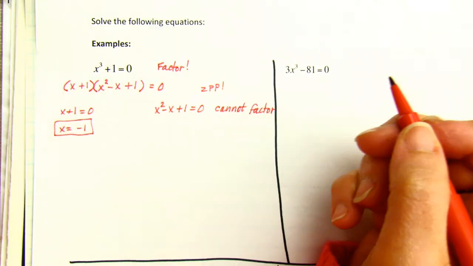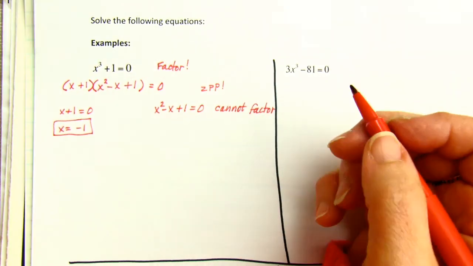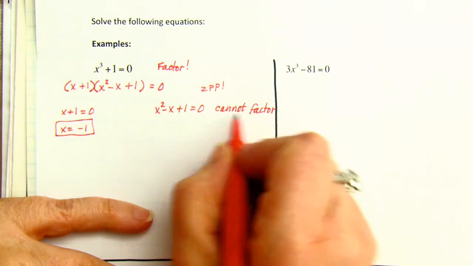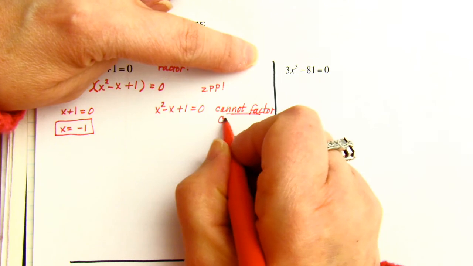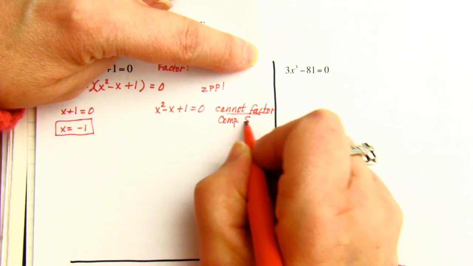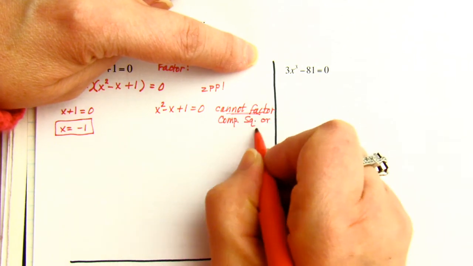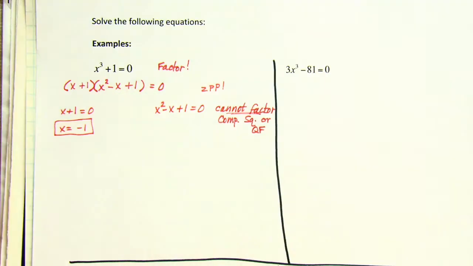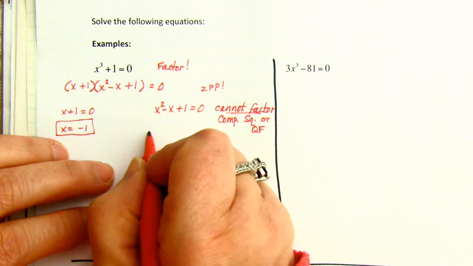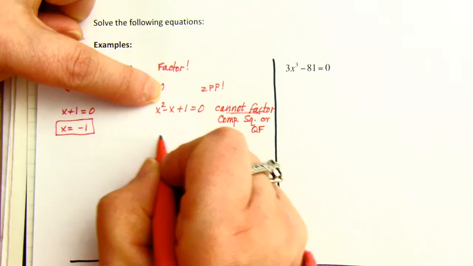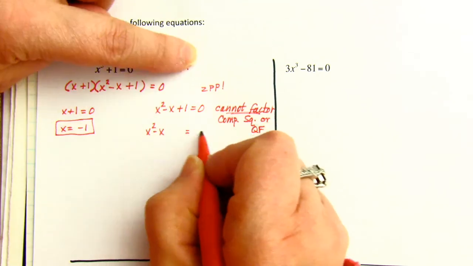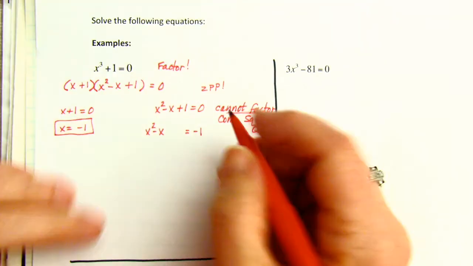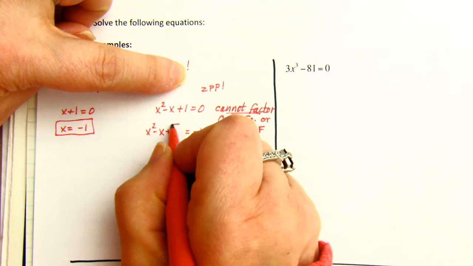That means complete the square or use the quadratic formula. I like complete the square. So write complete the square or QF, quadratic formula. All right, remember the leading coefficient of the x squared term has to be a 1 to complete the square. I got x squared minus x. You move the constant term to the other side, negative 1. Now I'm going to set up for some square to add to both sides.